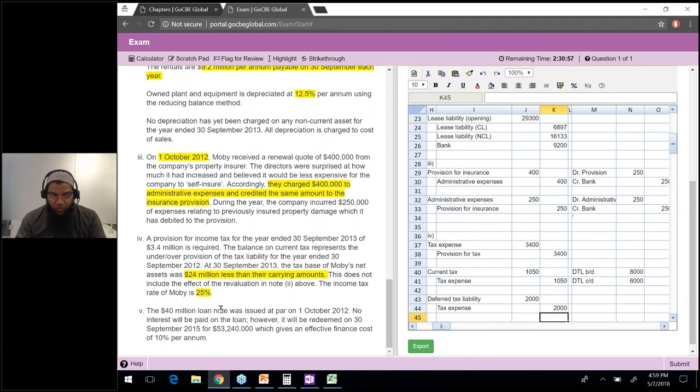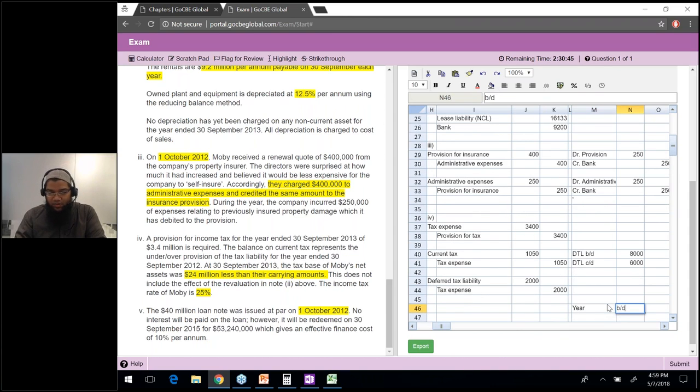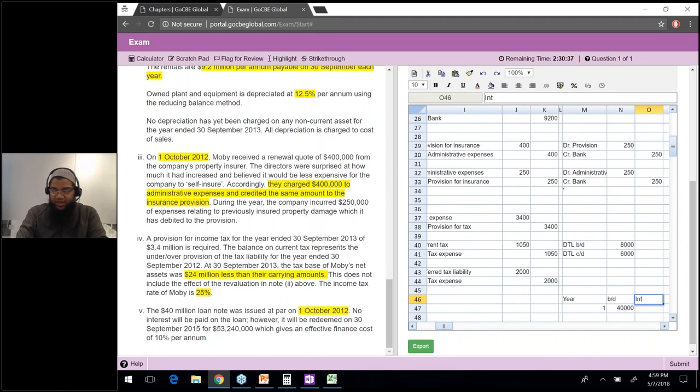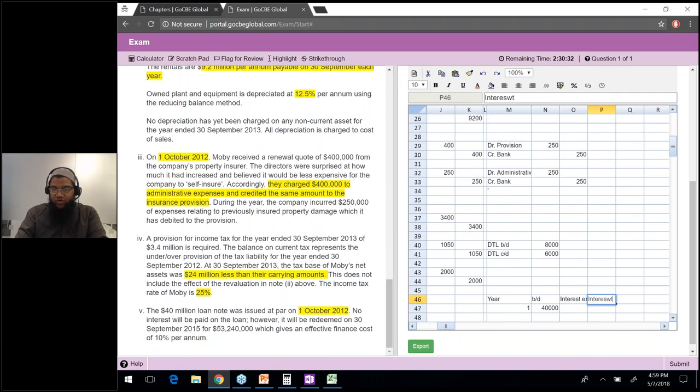The 40 million loan note was issued at par on 1st October 2012. It was issued at par, which means that the brought down balance in the table is going to be the par value of 40,000 in year one. The finance cost or the interest expense will be on the effective rate. The interest paid will be on the coupon rate. And we will have amortization, and then the carried down.